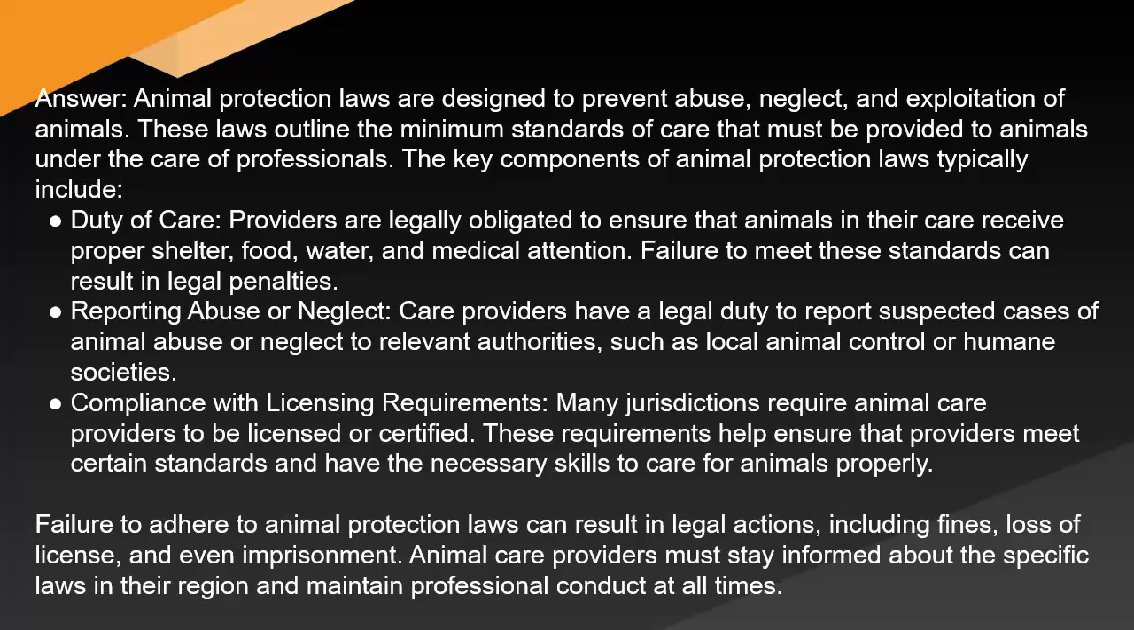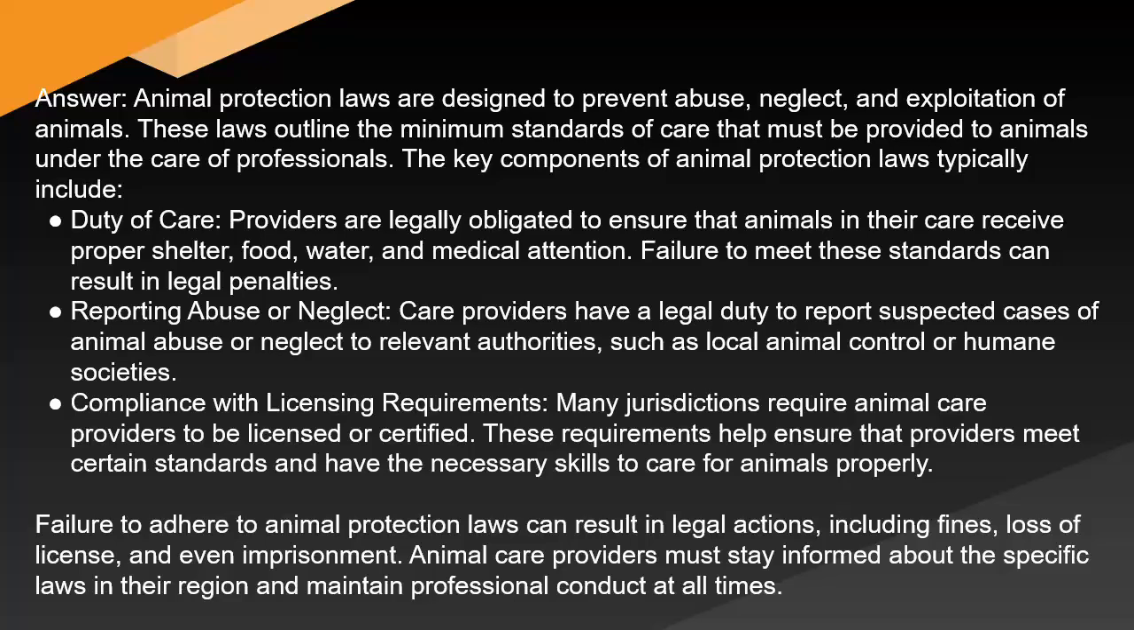The key components of animal protection laws typically include duty of care. Providers are legally obligated to ensure that animals in their care receive proper shelter, food, water, and medical attention. Failure to meet these standards can result in legal penalties. Reporting abuse or neglect. Care providers have a legal duty to report suspected cases of animal abuse or neglect to relevant authorities such as local animal control or humane societies.